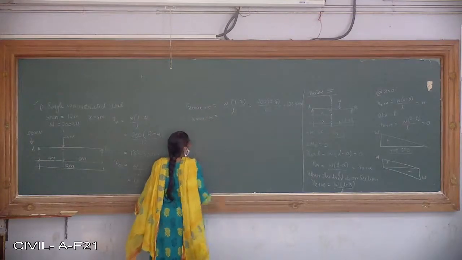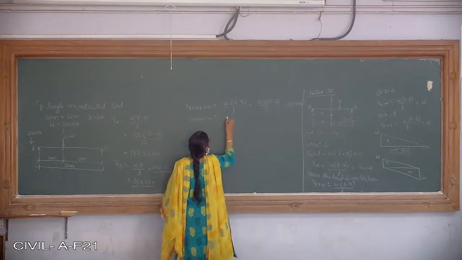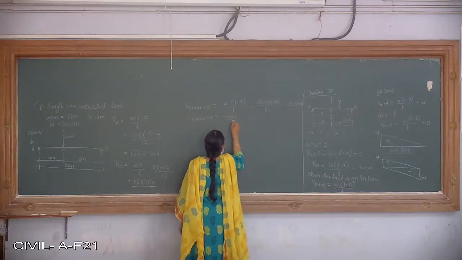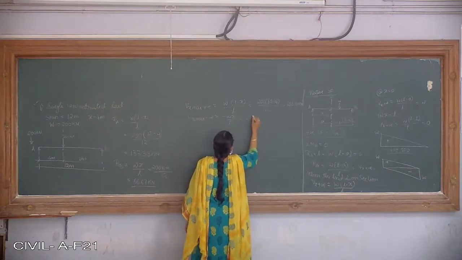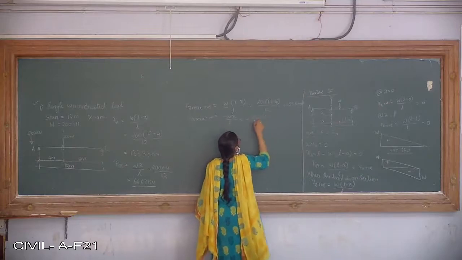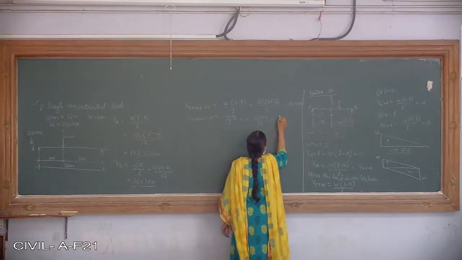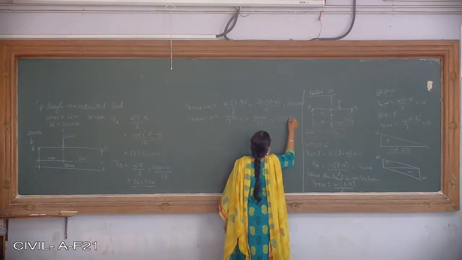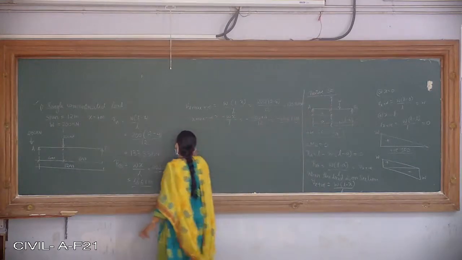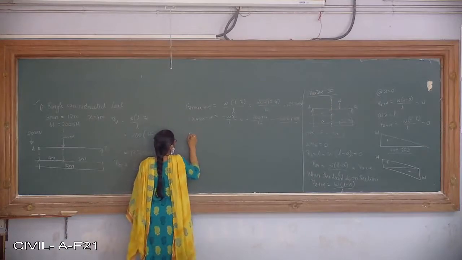Similarly, Vx max negative. What was the negative value? Minus W into x by L. So that is minus 200 into 4 by 12, which is minus 66.67 kilonewtons. Okay. Now let us calculate the bending moment.